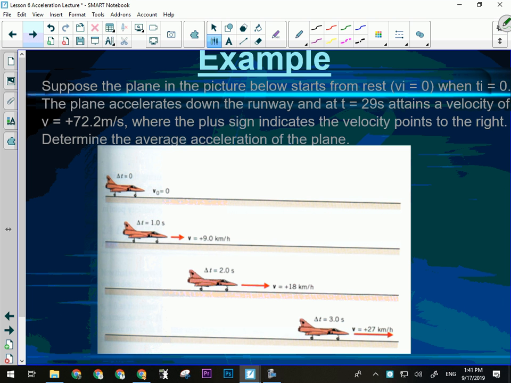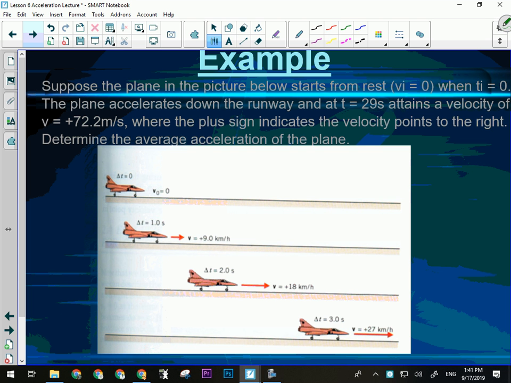All right, so if we're looking at a very simple acceleration problem using last year's acceleration formula, we might have something like this. We have this plane that at time 0 is at rest. What is rest? It stops, right? If anything is at rest, or starts from rest, its initial velocity is 0. If it comes to rest, it goes to 0. Its final velocity would be 0. Just things to watch for when you're reading a question. The plane accelerates down the runway for 29 seconds and reaches a velocity of 72.2 meters per second. We want to determine the average acceleration of the plane.